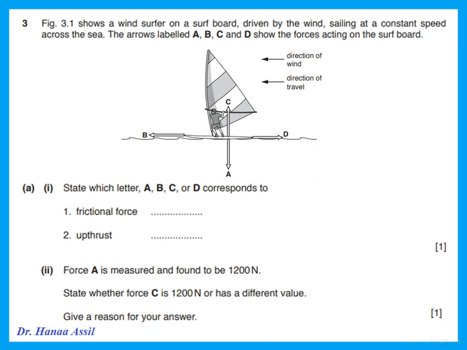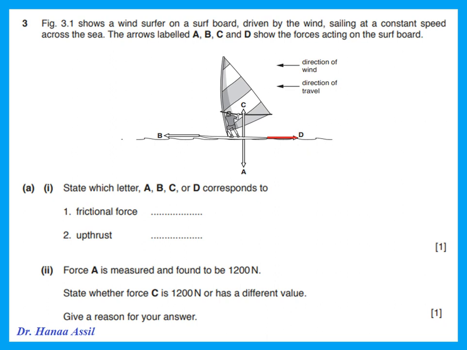This question says Figure 3.1 shows a windsurfer on a surfboard driven by the wind, sailing at a constant speed across the sea. So it is moving. Can you see the direction of the wind? The direction of travel is at constant speed. The arrows labeled A, B, C, and D show the forces acting on the surfboard. State which letter corresponds to friction. If the board is moving towards the left, then the friction is in the opposite direction, so that would be D.